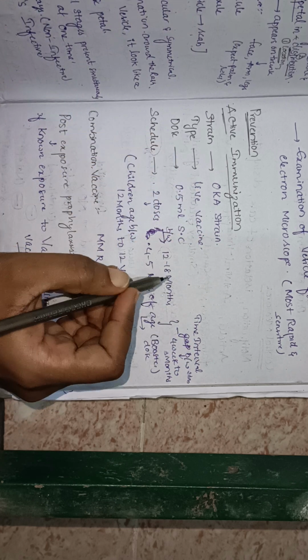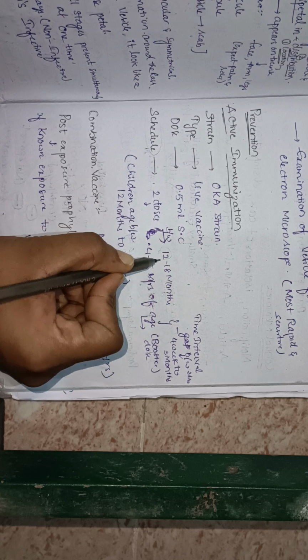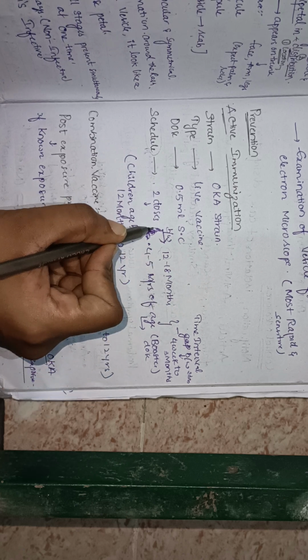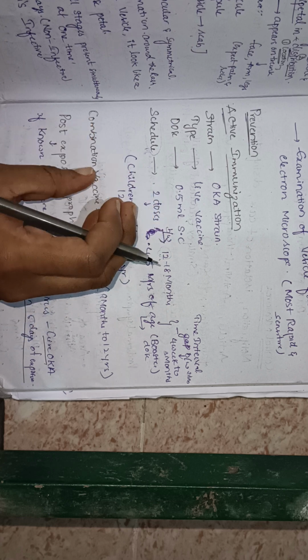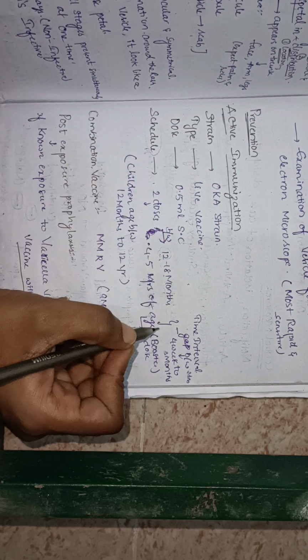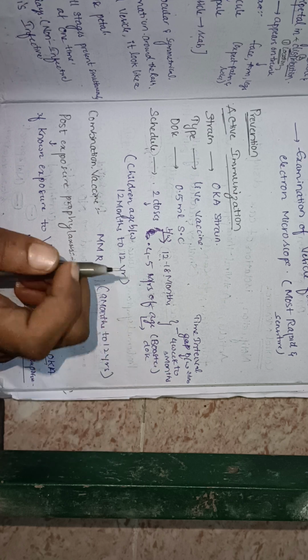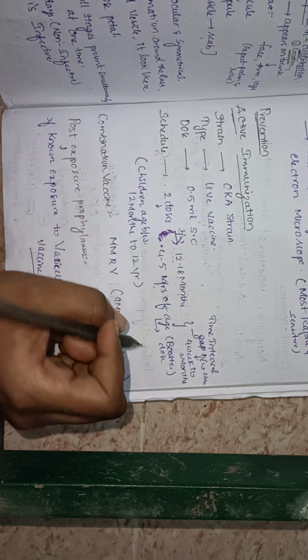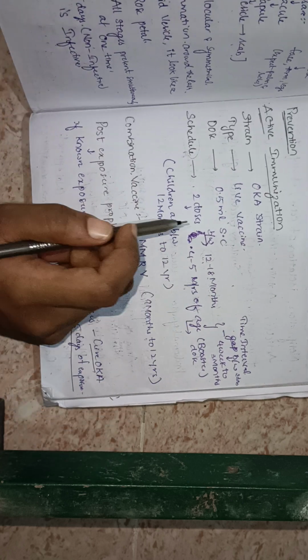First you take one dose between 12 to 18 months, and there is a gap between the two doses of 4 weeks to 3 months. Next, you can also take the booster dose at 4 to 5 years. So this is important: 4 to 5 years.